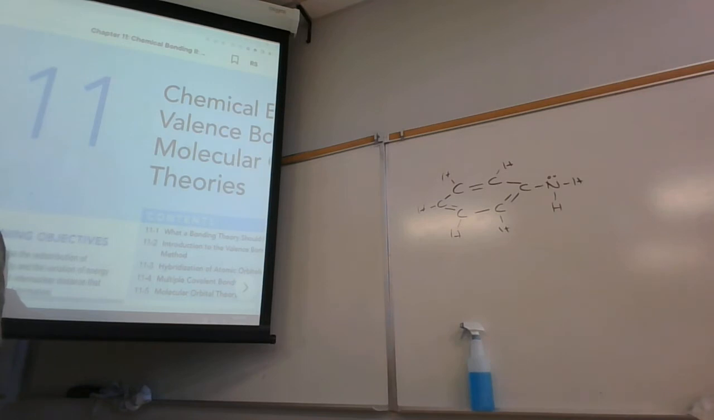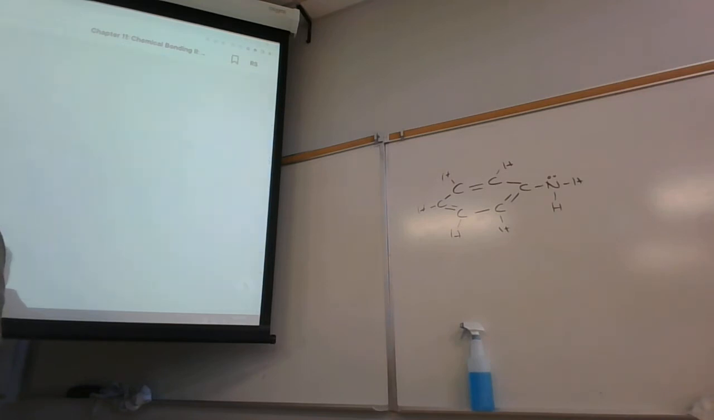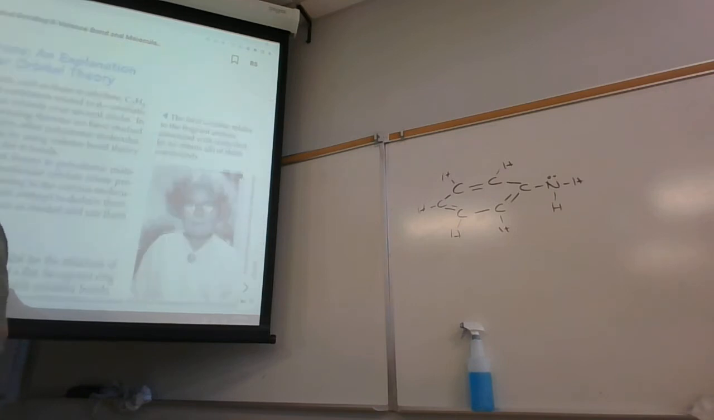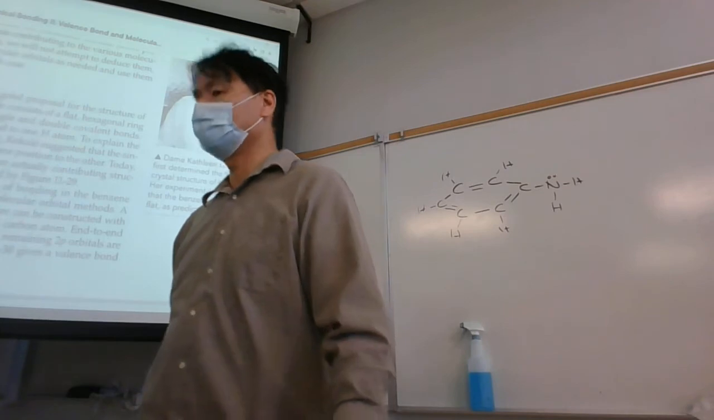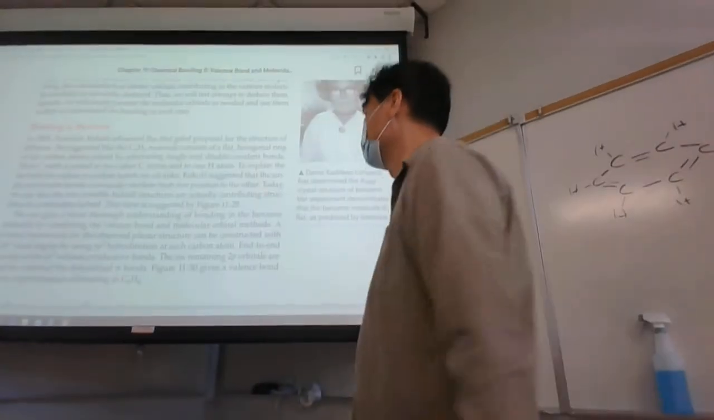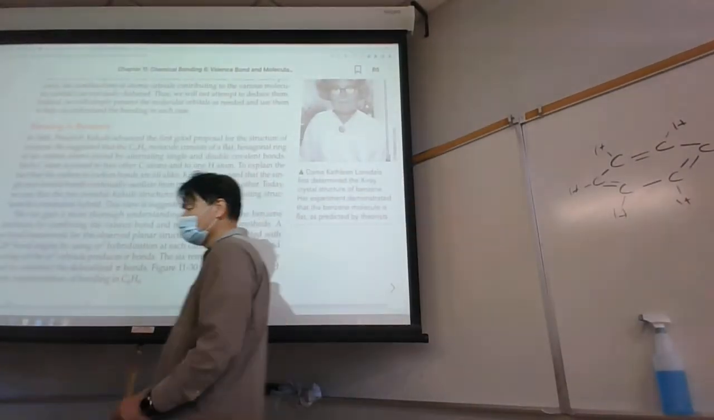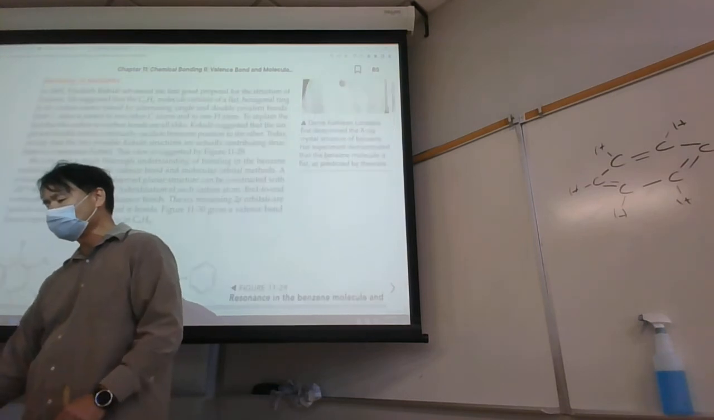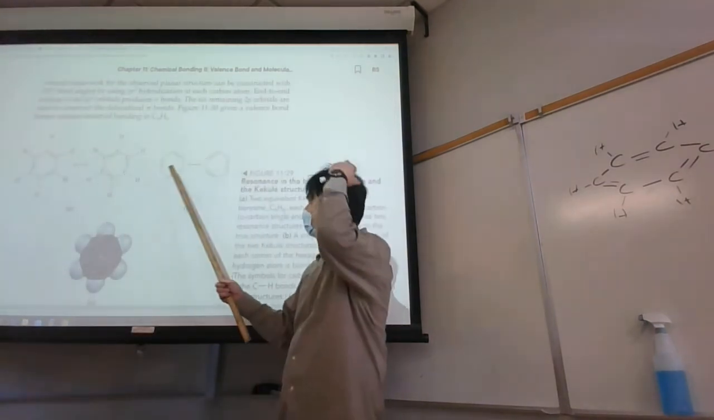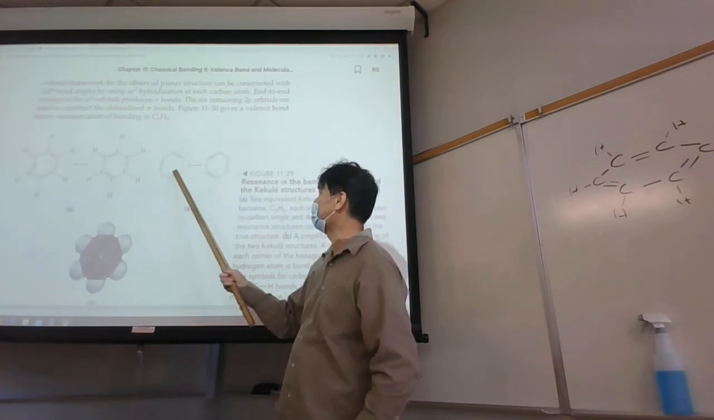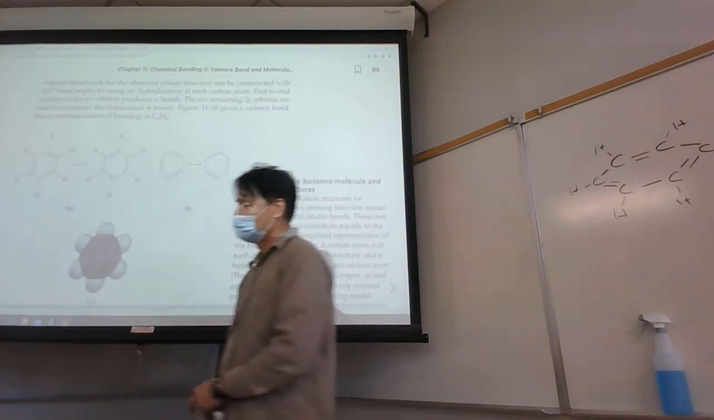So we look at chapter 11 and we look at the benzene chapter. There's a whole section on bonding in benzene. The bonding in benzene is very special. Because of the complete delocalization of the pi bonding network, it's much stronger than what would be predicted by a bond order of 1.5.